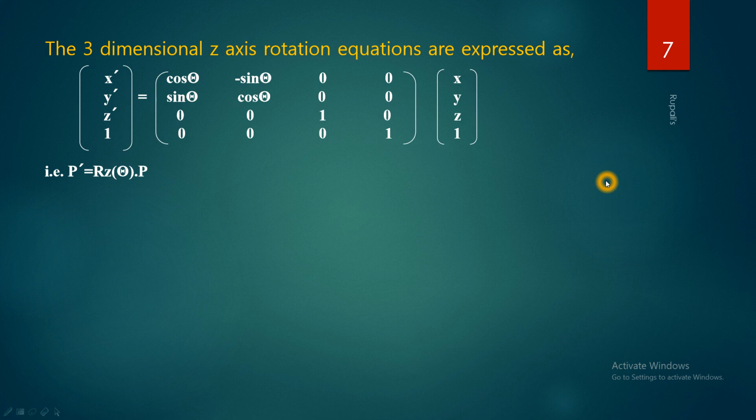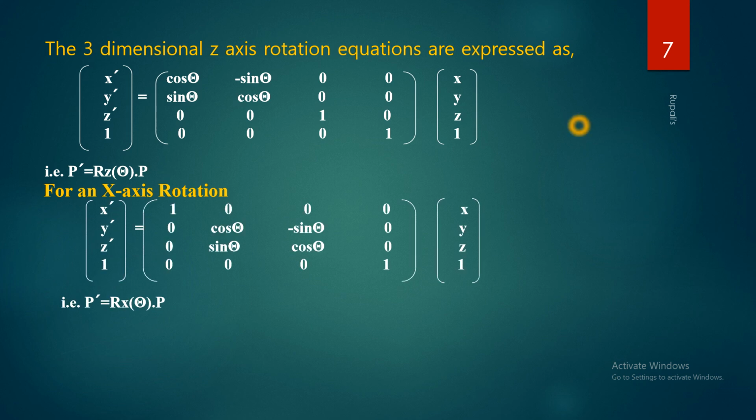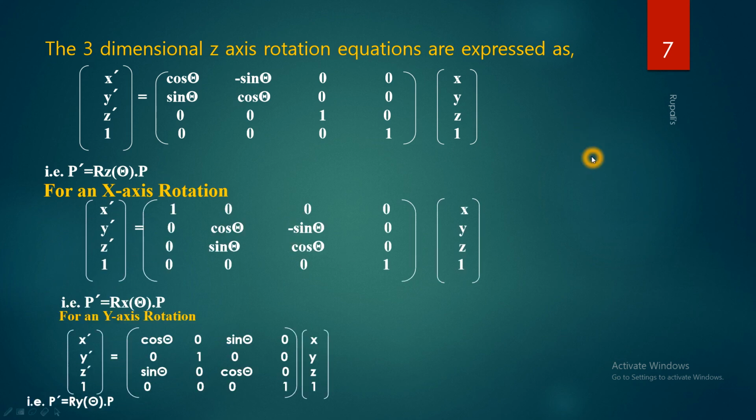From the first set of equations we get this rotation matrix. From the second set of equations we get this matrix, and for the third set of equations we get this matrix. When we multiply this row with this column, we get the first equation in this way.